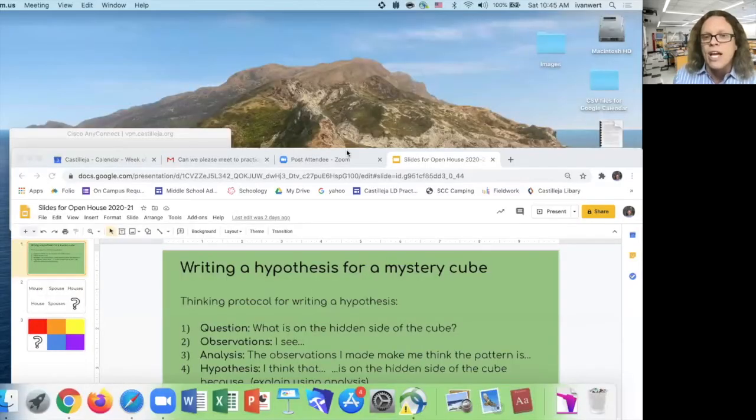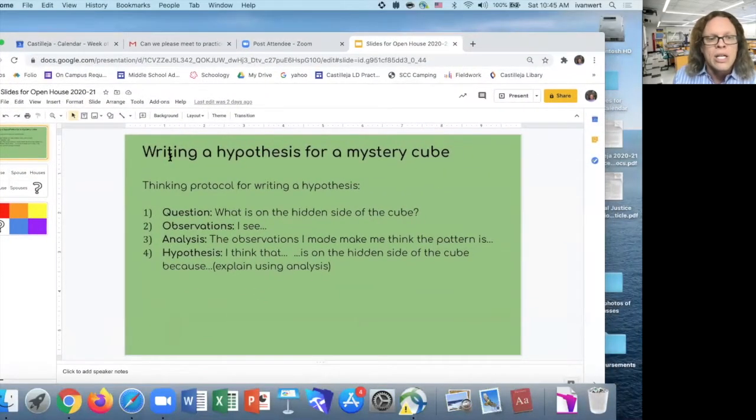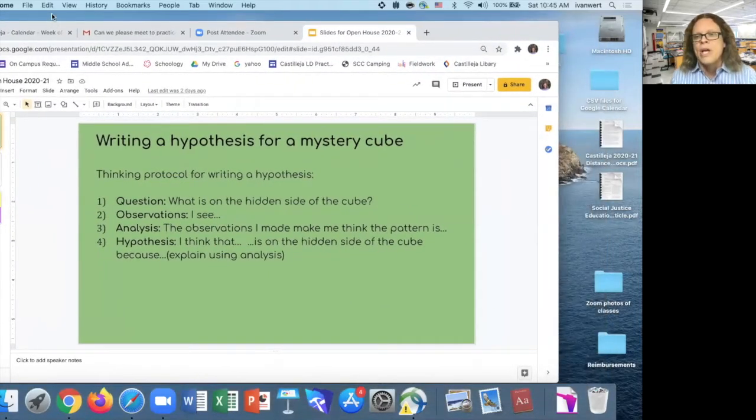I am going to share my screen so that you can see one of the slideshows that we did. Here we have the first slide of our lesson. Jada, would you start us off with teaching us about this thinking protocol that we're going to think through for 2 mystery cubes?